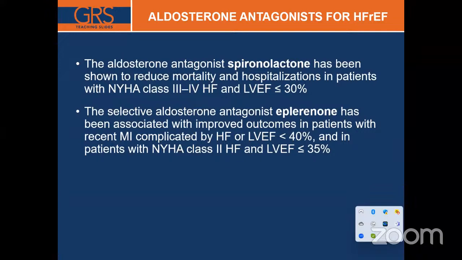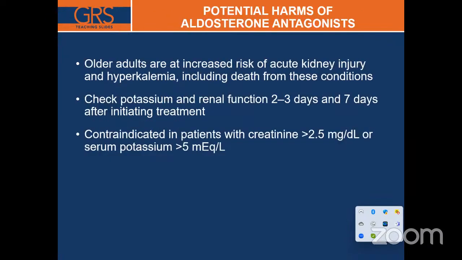Aldosterone antagonist spironolactone has been shown to reduce mortality and hospitalization in patients with New York Heart Association class 3 and 4 and patients with left ventricular ejection fraction less than 30%. The selective aldosterone antagonist eplerenone has been associated with improved outcomes in patients with recent MI complicated by heart failure or reduced ejection fraction of the left ventricle of less than 40%, and in patients with New York Heart Association class 2 heart failure with reduced ejection fraction less than 35%. Potential aldosterone antagonist. Okay. Oh, thank you.